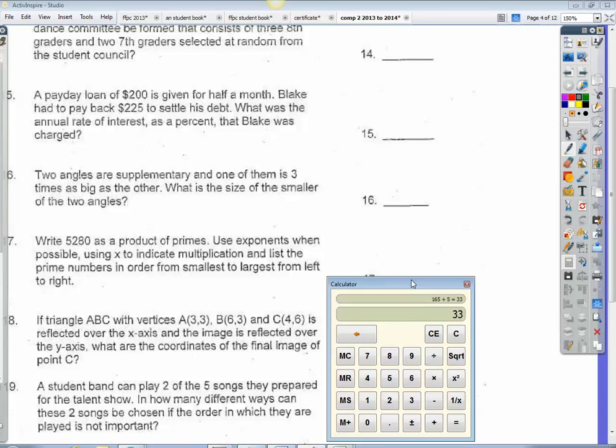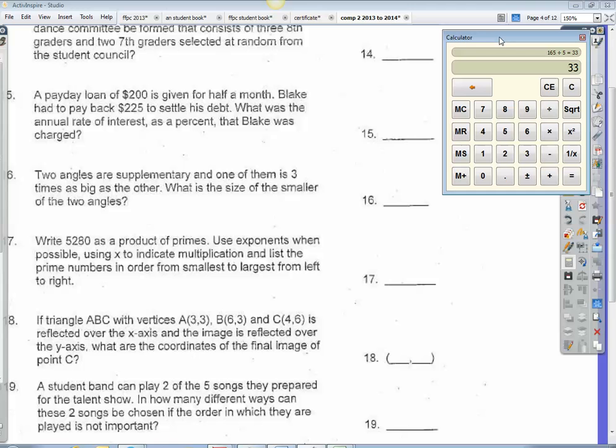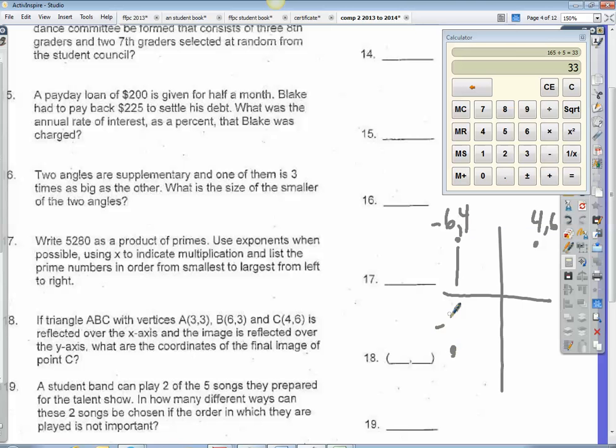Number 18. If triangle ABC has vertices, okay, is reflected over the x-axis, the image is reflected over the y-axis, what are the coordinates of the final image of point C? Okay, so C is at 4, 6. It doesn't matter where the rest are, that's all that matters. It's reflected over the x-axis, so now it's at -6, 4. Now it's reflected over the y-axis, so it's -6, -4. And that is the answer.